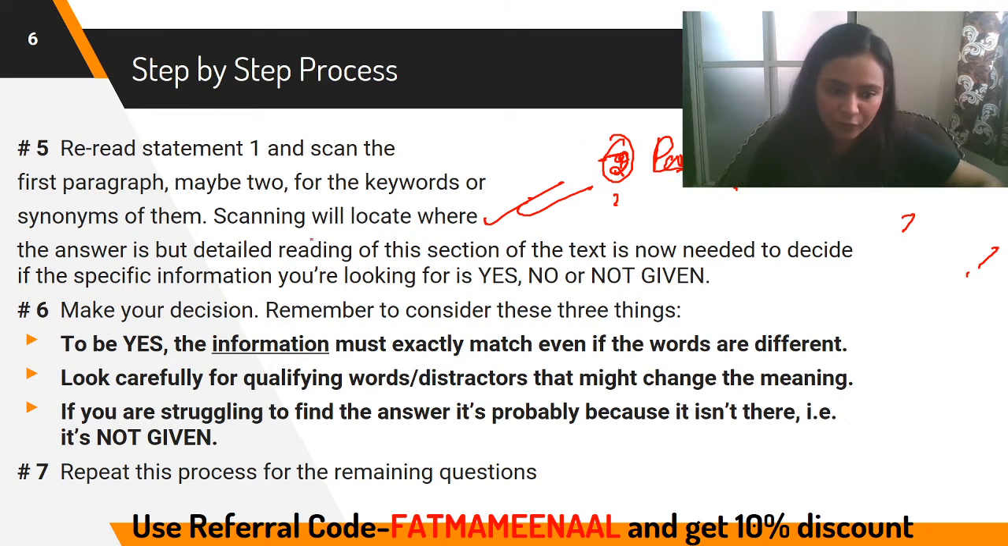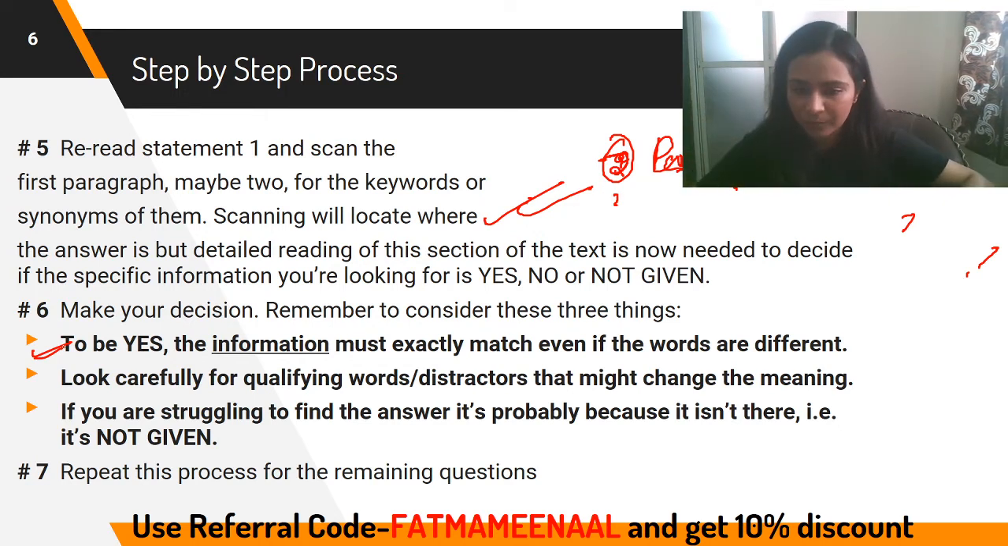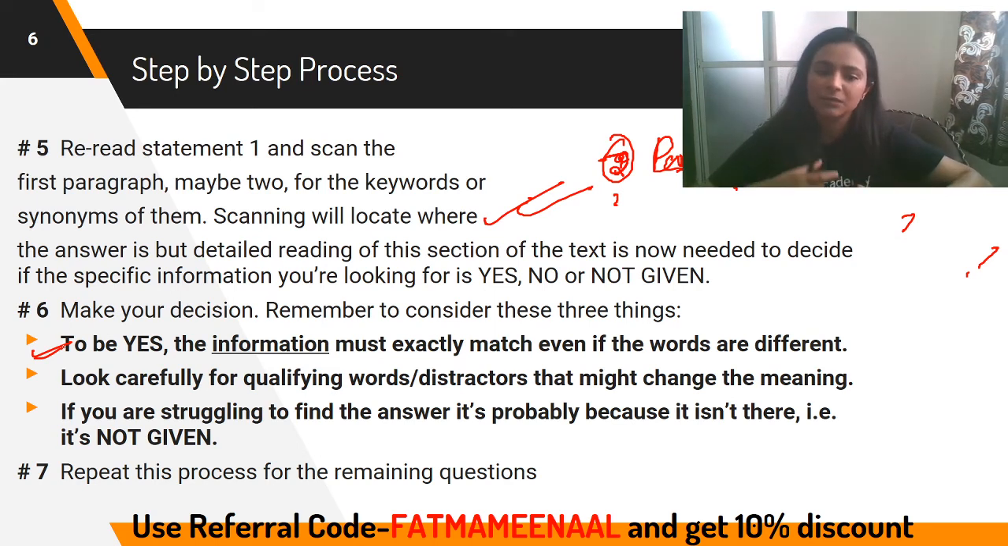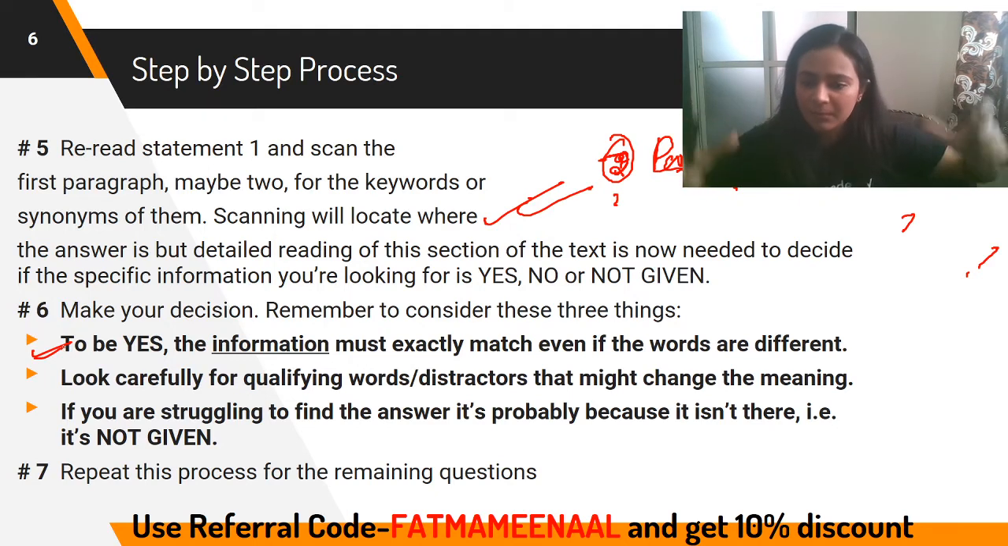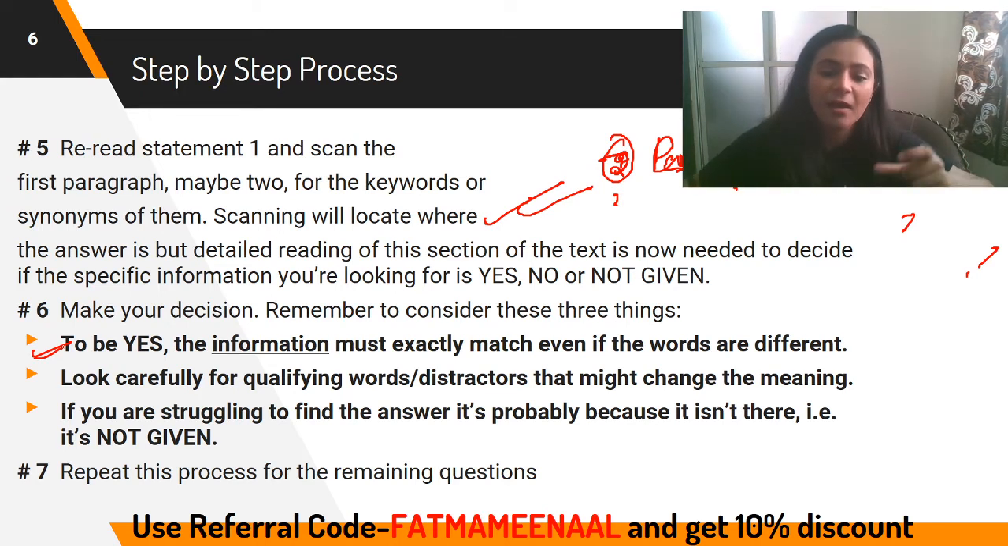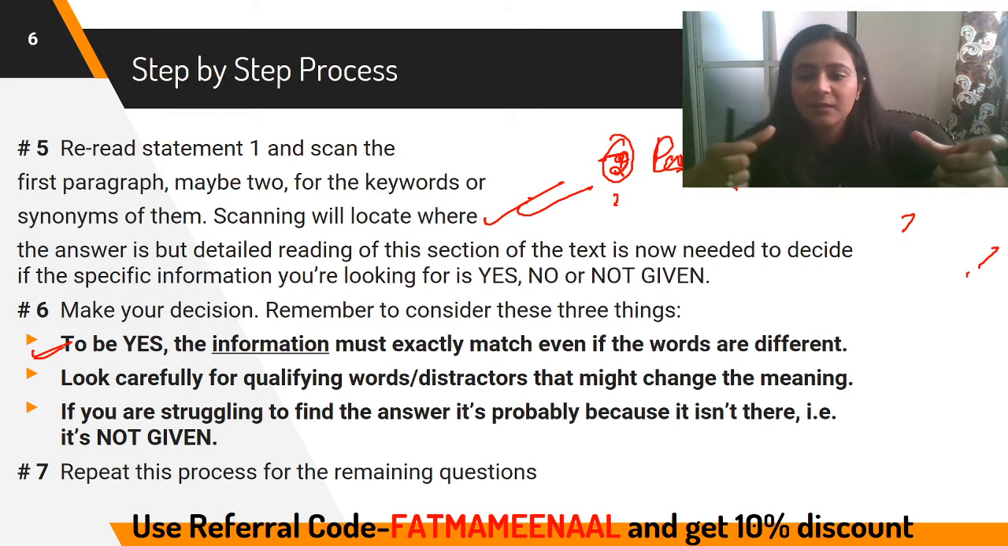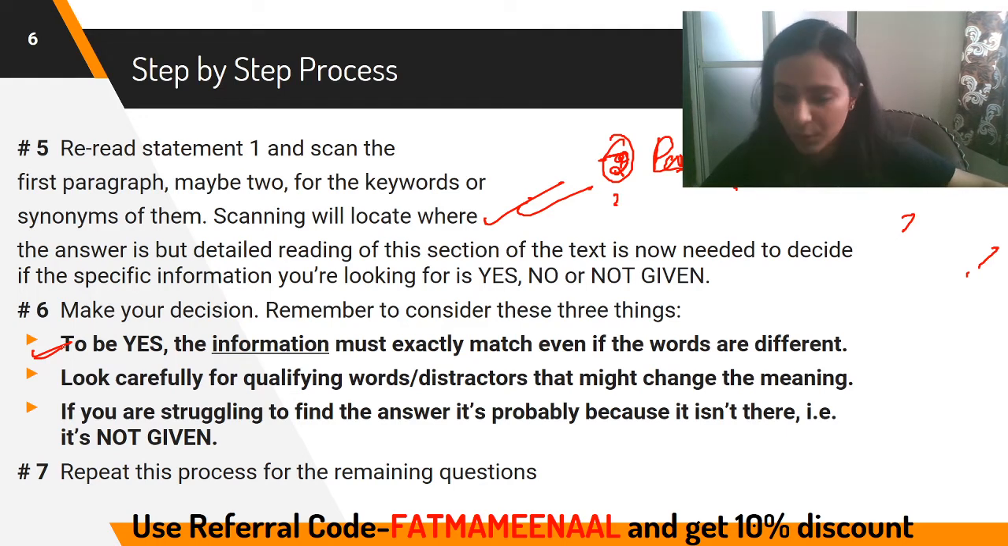And a couple of things you have to make sure of: the difference between, first of all, no and not given. So when the answer is yes, the information needs to be an exact match, right? Even if it is put up in different words, synonyms, or paraphrasing, the overall meaning should be exactly the same. ठीक है? If you're putting the answer to be no, that means the text is in the passage, but it is put up wrongly in terms of what it is in the question statement.